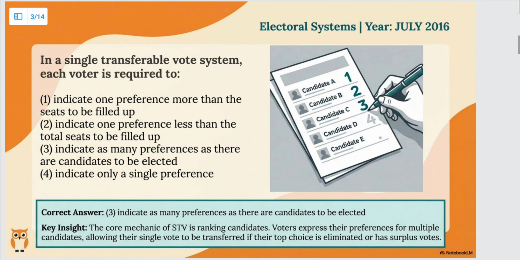Next is July 2016 का question है. In a single transferable vote system, each voter is required to do which of the following? Indicate one preference more than the seats to be filled up. Indicate one preference less than the seats to be filled up. Indicate as many preferences as there are candidates to be elected. And indicate only a single preference. तो single transferable vote system में we have to indicate as many preferences as there are candidates to be elected. ठीक है. तो equal होता है उसमें. So the third option will be the correct answer.